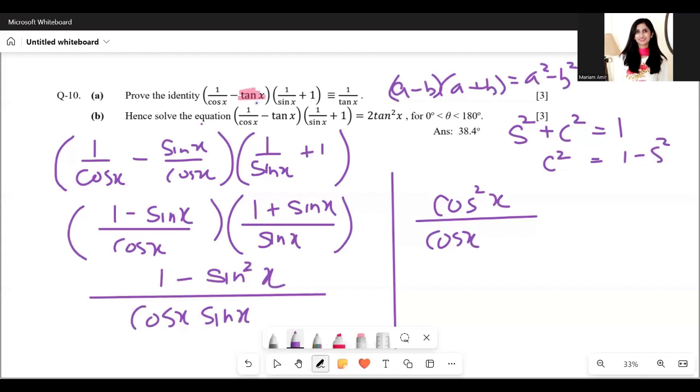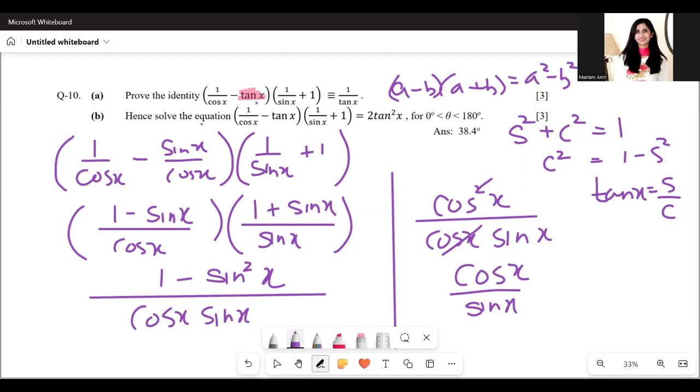Now the numerator and the denominator cancel, the square and this cos x cancel. We have cos x upon sin x. Now we know that tan x is actually sin x upon cos x. So this is the reciprocal of tan x, which would be 1 upon tan x. So we have shown that the left-hand side becomes 1 over tan x after simplification.